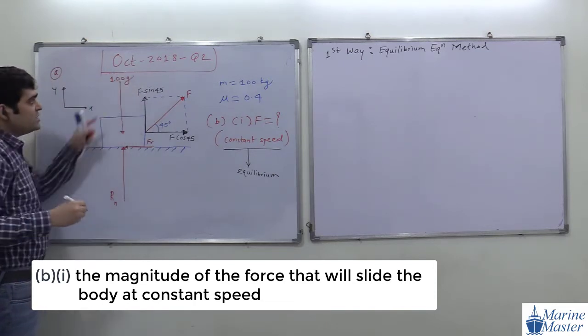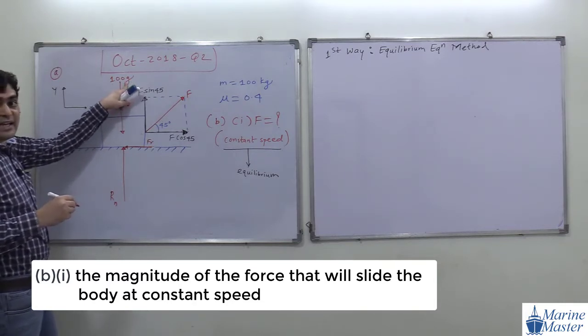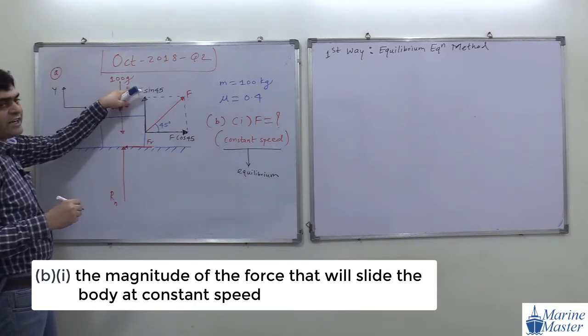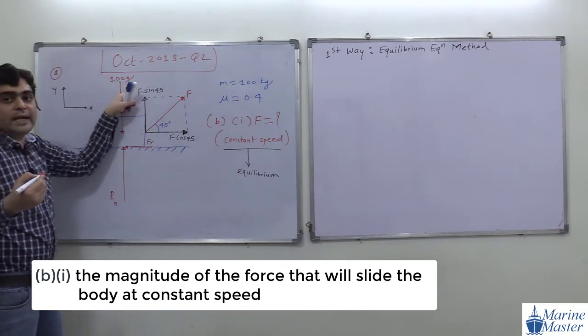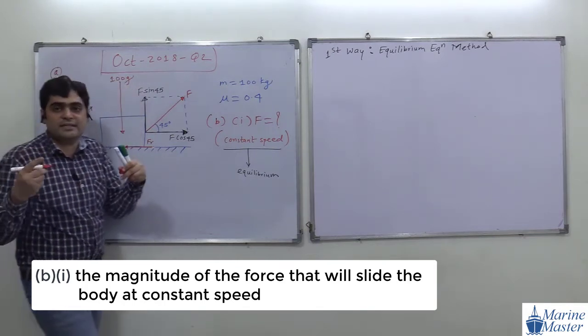Wait, this G means what? Not gram, guys. G means acceleration due to gravity. If you multiply mass by acceleration due to gravity, we get the value of weight in Newton. If you multiply 100 by G, we get the value of weight in Newton, guys. Try to see the scenario.